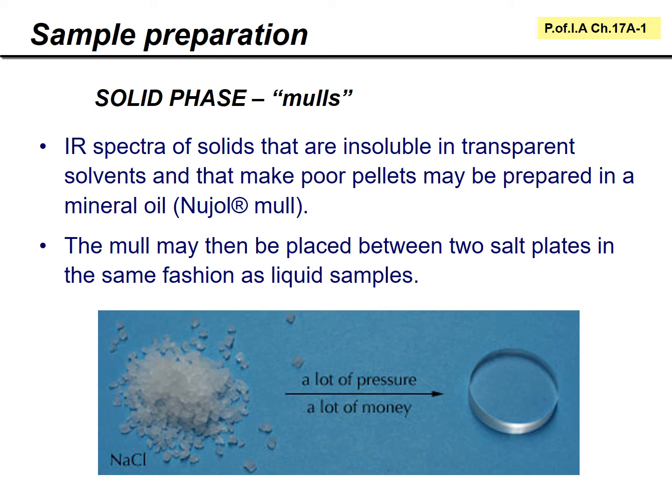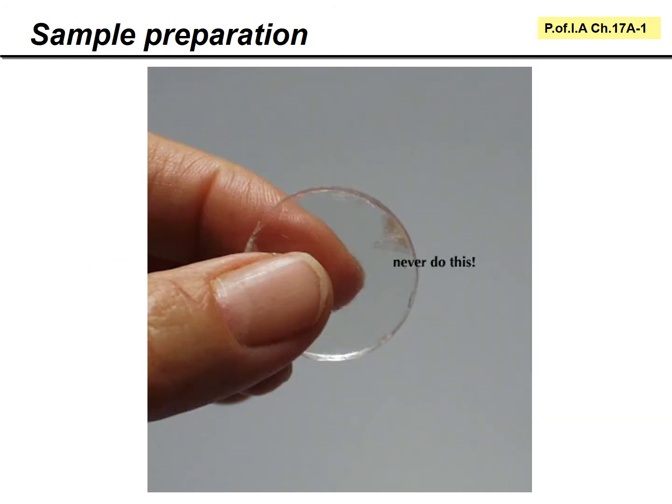Now, if you can't get your solid directly into a salt disc, it may be you can't grind it fine enough, or the disc just won't press out. You can get your solid sample and dissolve it in a mineral oil and make what's known as a mull. And that mull can then be placed between two salt plates, the same as you would a liquid phase. And you can measure a spectrum that way. There we go, a bit of useful advice for you. It's a salt disc. If you stick your fingers on it, it'll start to dissolve and you'll cover it in oil. And all that you'll ever measure is the infrared spectrum of finger grease.